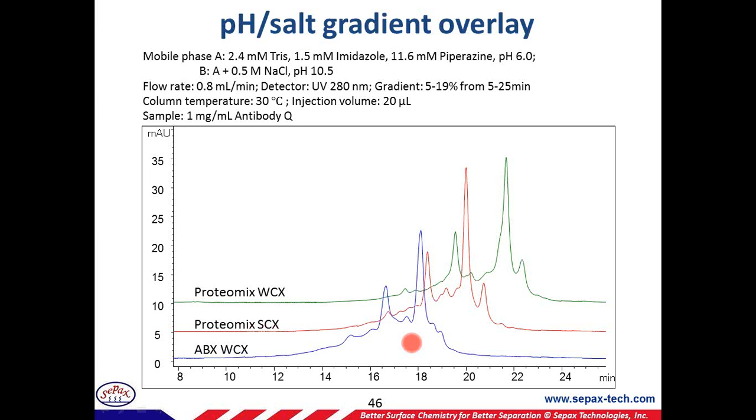In the pH and salt gradient overlays, we can see the Proteomix SCX and ABX have a better performance than the Proteomix WCX. ABX has better separation in this range maybe, and also the Proteomix SCX performs better than the ABX WCX in here, where my red circle is moving. So that's the pH and salt gradient.